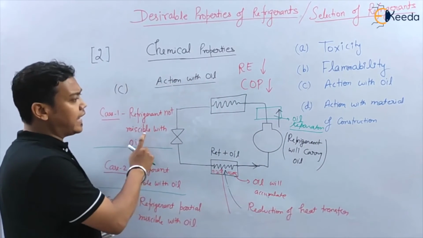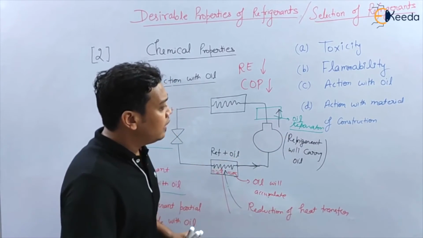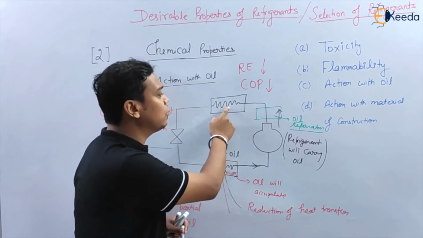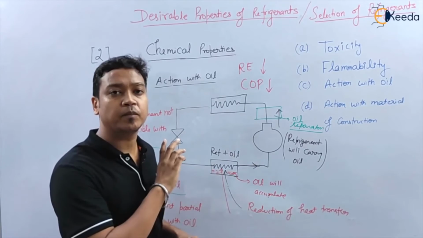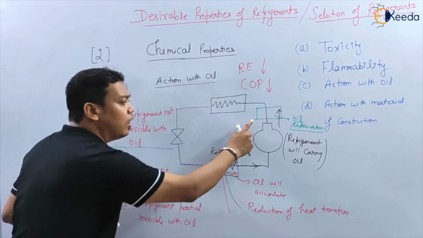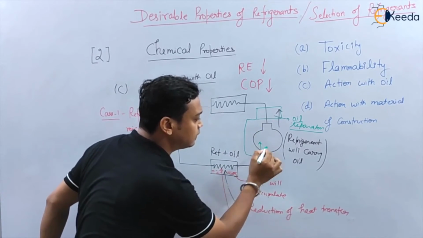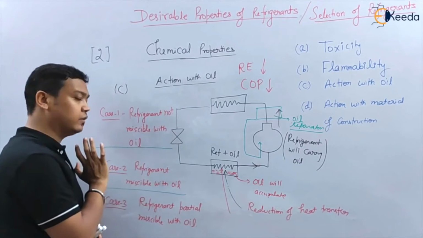So in this case 1, the oil separator will help. It will collect oil in the oil separator, then the refrigerant will go to the condenser. Only refrigerant will flow in the system. So with the help of the oil separator, oil will collect and this oil will again go to the compressor. This is for case 1.